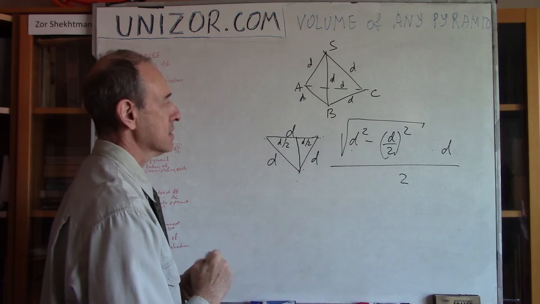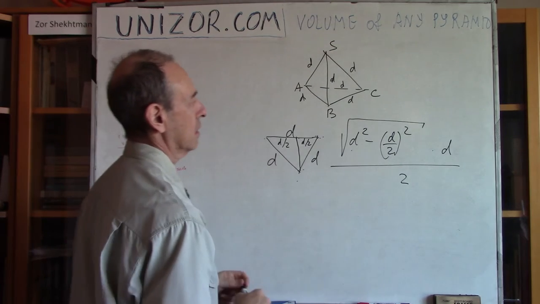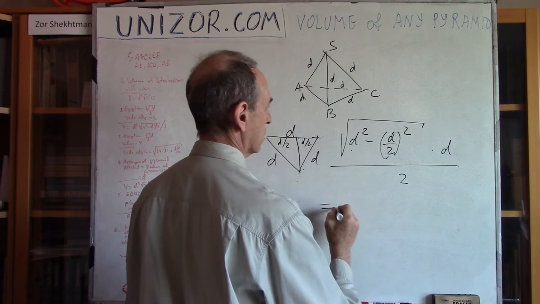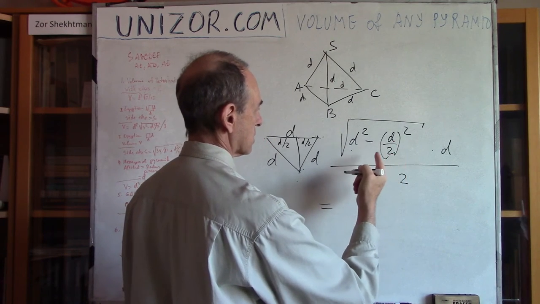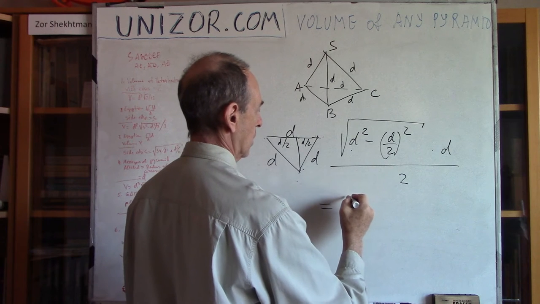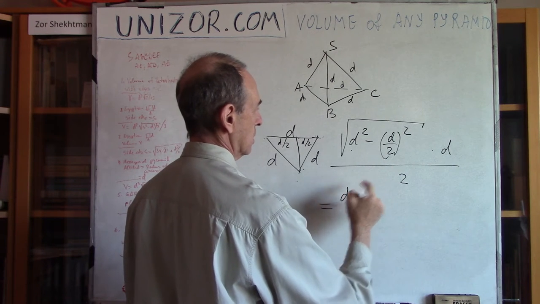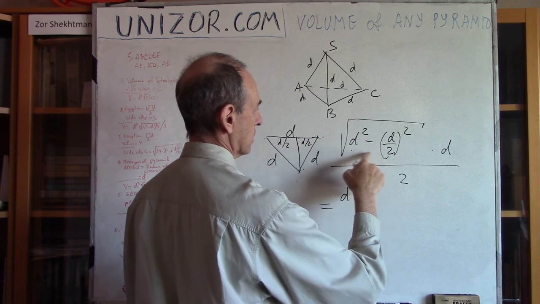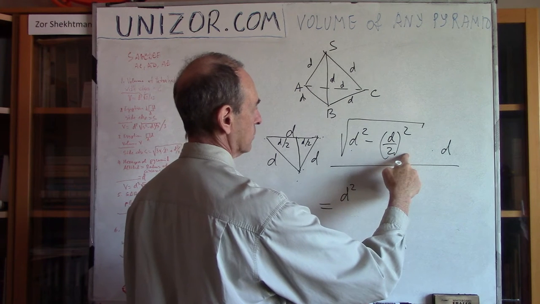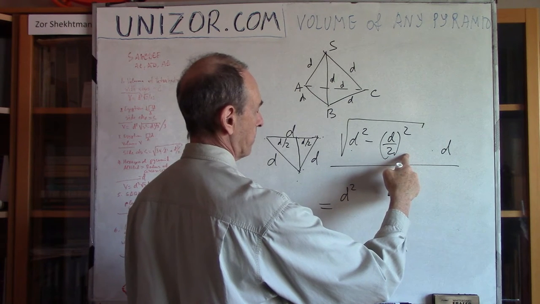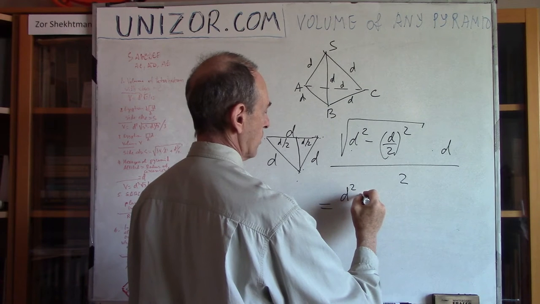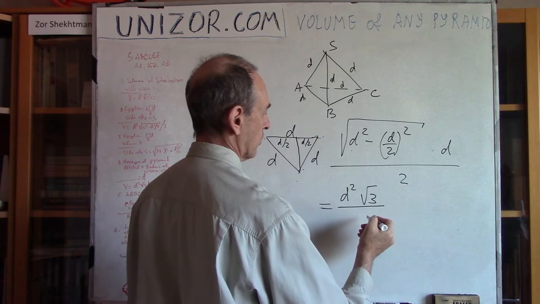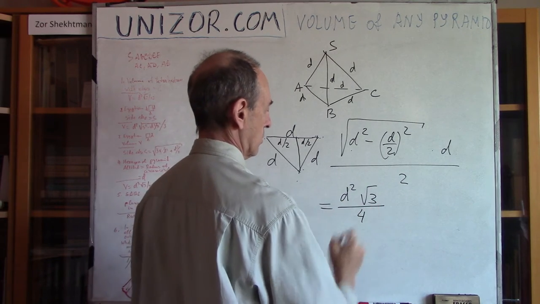Okay, so area is done. Yeah, obviously we can make it a little bit simpler, which is what? This is d square, this is d square. This is 1/4, so it's d out of the square root, and this d is square, and under the square root would be 1 minus 1/4, which is 3/4, and the square root is square root of 3 divided by square root of 4, which is 2, and this 2, this is 4, right? So this is my area.